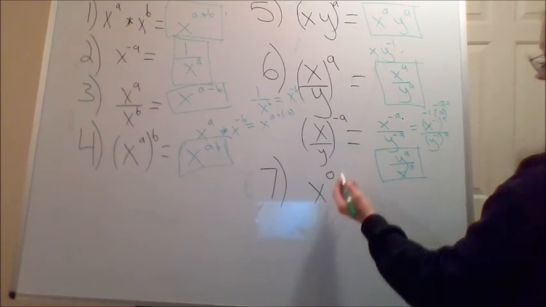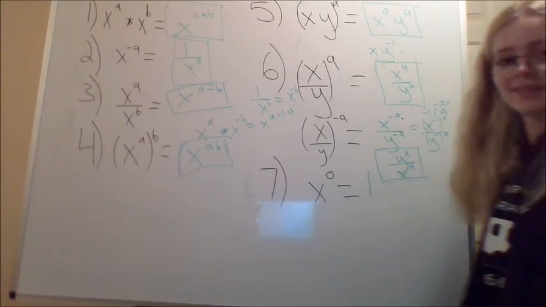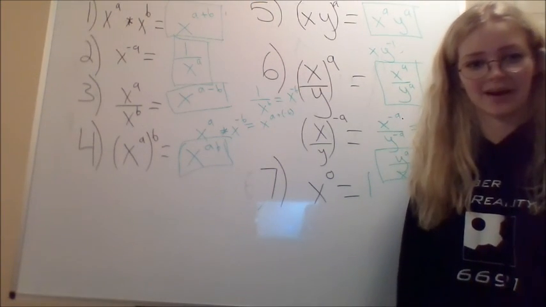And finally, x to the power of 0 will equal 1. So those are the 7 things that you should know about exponents.